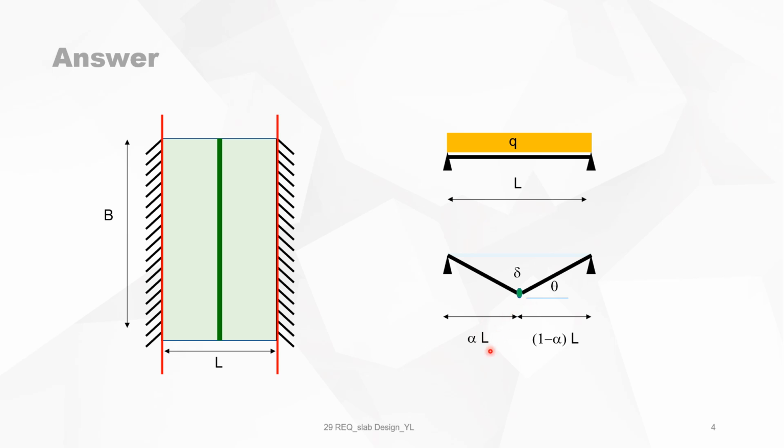So that's what we have now: our parameter is alpha, and we will optimize alpha in such a way that we have the maximum bending moment. The angle of rotation here is theta. We assume, of course, that theta is small, in such a case that the tangent of theta can be replaced by delta divided by the distance to the support.